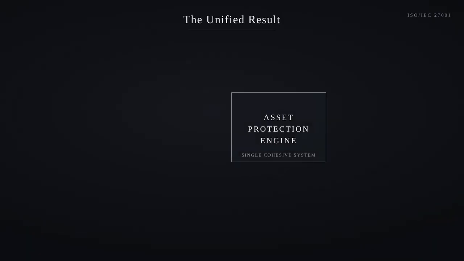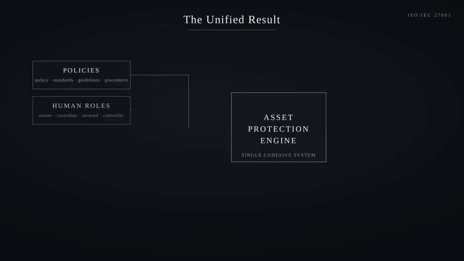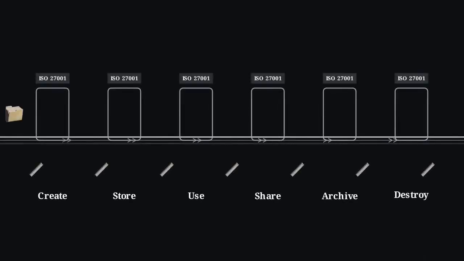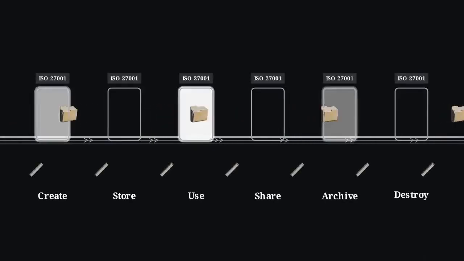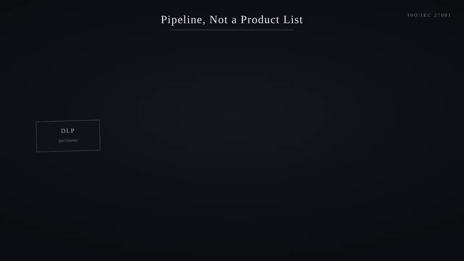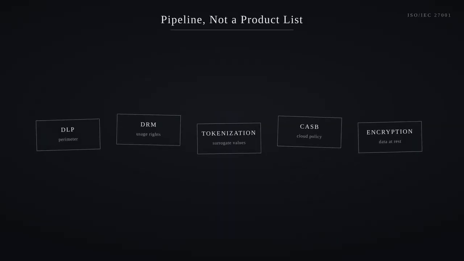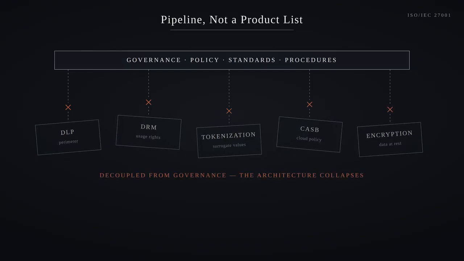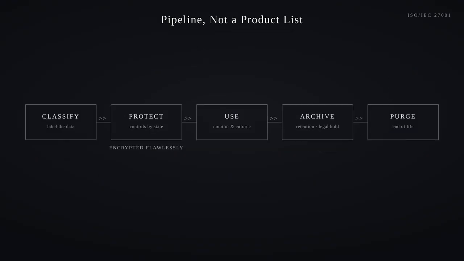This schematic represents the unified result. We have integrated policies, human roles, physical states, and destruction mechanisms into a single cohesive engine. Asset management under ISO IEC 27001 is a continuous pipeline. It is not a fragmented list of technical features to be purchased and installed in isolation. Architectures collapse when technical controls are decoupled from governance. Encrypting a hard drive flawlessly means nothing if your procedures fail to purge that drive at the end of its life.